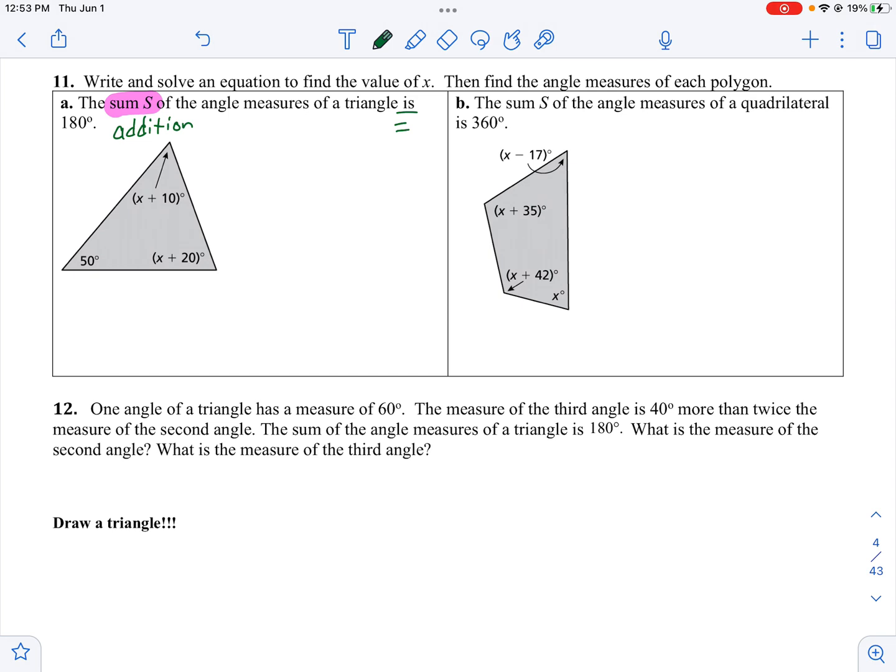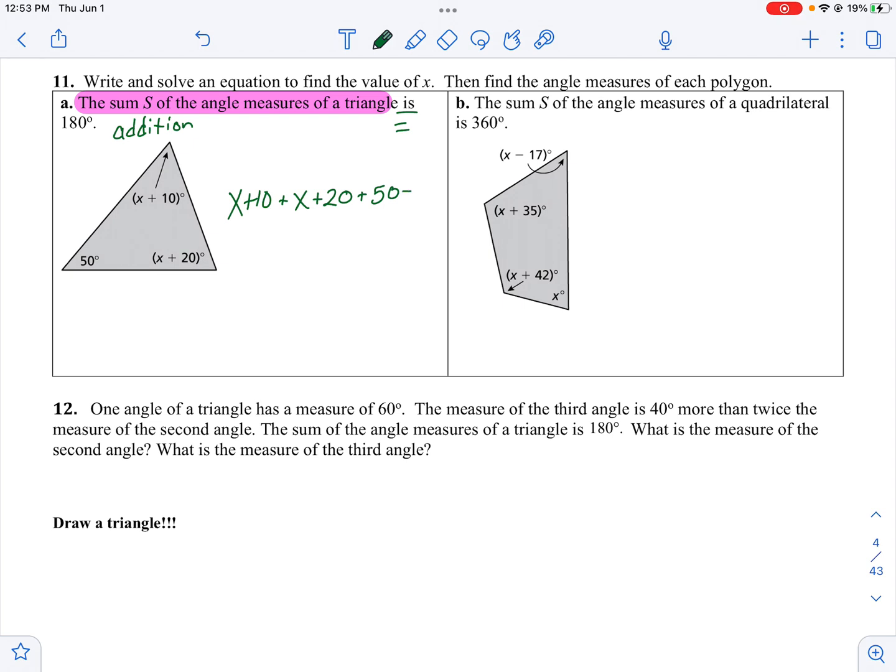So let me write this out. The sum of the angle measures. Well, what are my angle measures? I have x plus 10. Sum means to add x plus 20. And I'll add 50. So I've already gotten through this part of the word problem, the sum of the angle measures. This here is the mathematical way to write the sum of those angle measures.